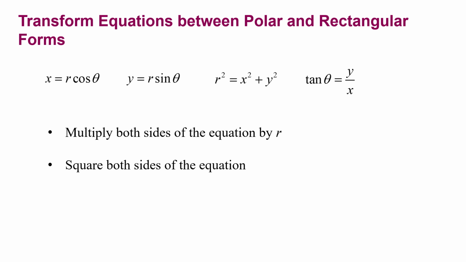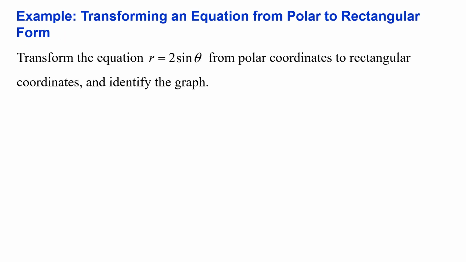The two common techniques to help with the process of transforming equations are to multiply both sides of the equation by r or square both sides of the equation. Let's solve some examples to see this in action. In this example, we will be transforming an equation from polar to rectangular form. And the problem states, transform the equation r equals 2 sine theta from polar coordinates to rectangular coordinates and identify the graph. Let's begin by multiplying both sides of the equation by r.